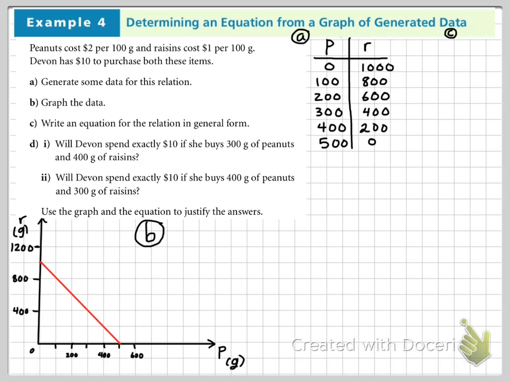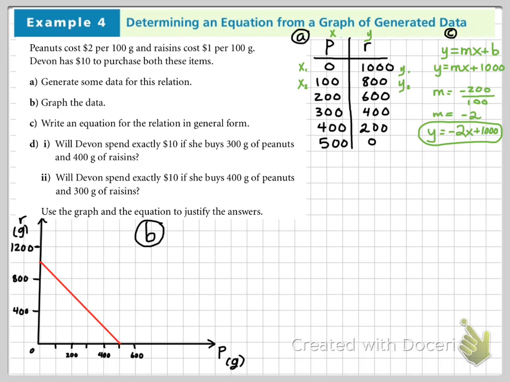C, write an equation for the relation in general form. Well, remember to write an equation, we needed two things. We needed slope and we needed a y-intercept. The slope, well, I can go the change in y, or y2 minus y1 over x2 minus x1. And I can say that my y-intercept is b, so b is 1,000. And my slope is going to be negative 200 over 100, or negative 2. So the equation of this line will be y is equal to negative 2x plus 1,000.